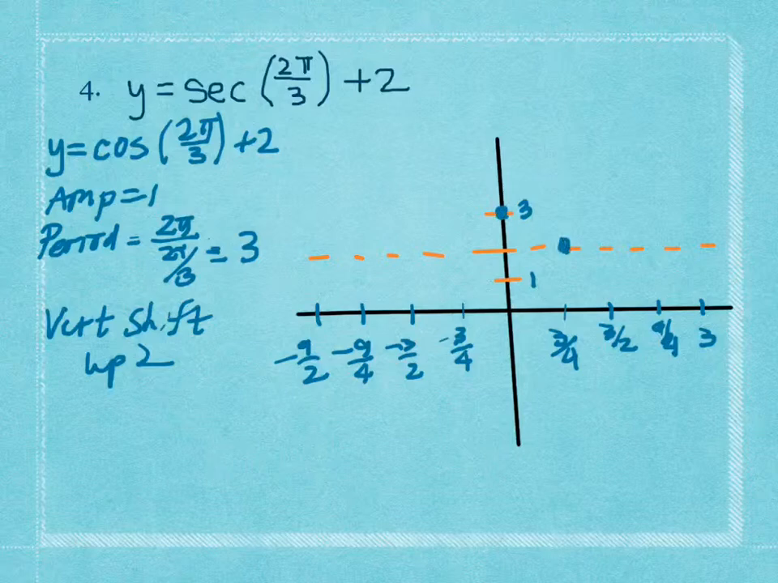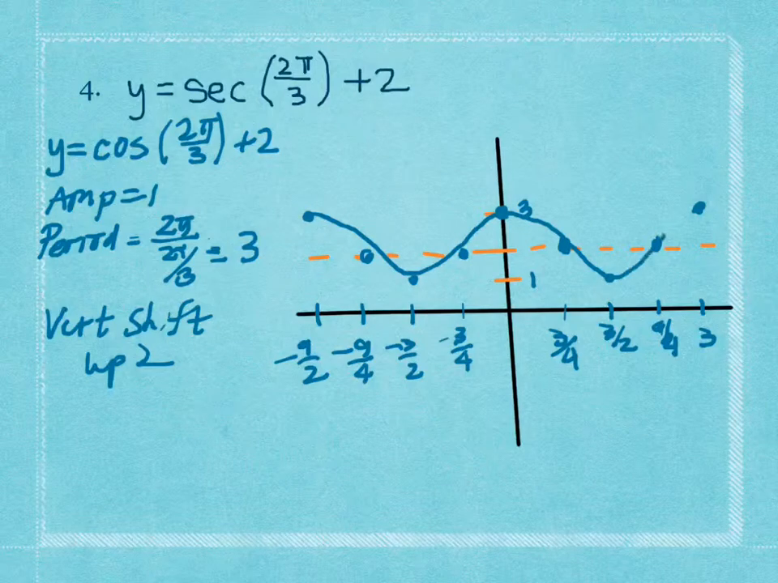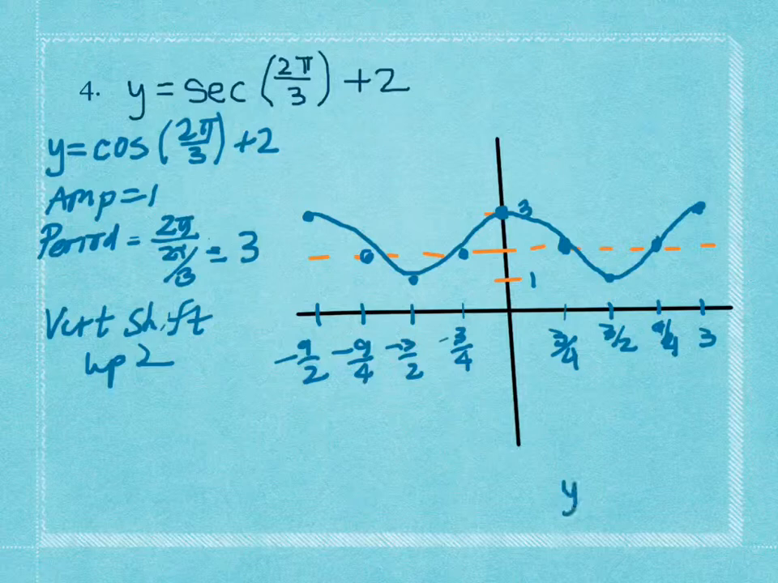We're going to hit the new dotted x-axis, so to speak, go down to a minimum, back up to the dotted line, and then back to a maximum. And then over on the left-hand side, down to the dotted line, minimum, back to the dotted line, and then back to maximum. And we're going to connect this curve. Okay, I'm not doing a very good job connecting my dots today. You'll do much better, I'm sure. And then this curve in blue is y equals secant of 2 pi thirds plus 2.